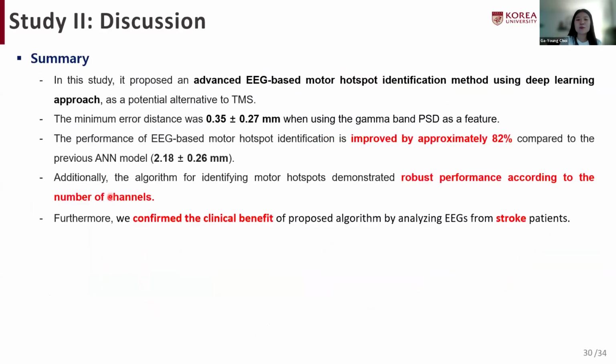In this study, we proposed an advanced EEG-based motor hotspot identification algorithm using deep learning techniques, aiming at replacing the conventional motor hotspot identification method that uses TMS. Consequently, it demonstrates a substantial improvement in accuracy of approximately 82%. Most importantly, the best mean error distance of stroke patients was 1.7 millimeters, which could be clinically feasible considering the diameter of a commercial TES electrode.